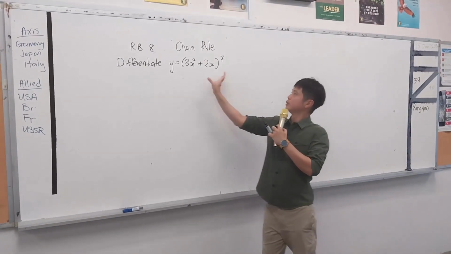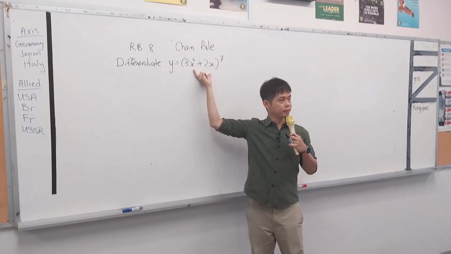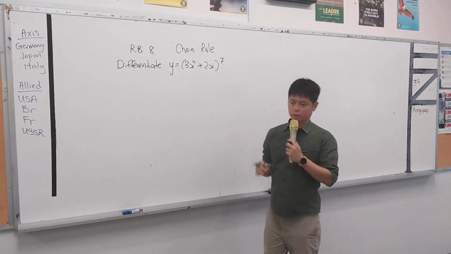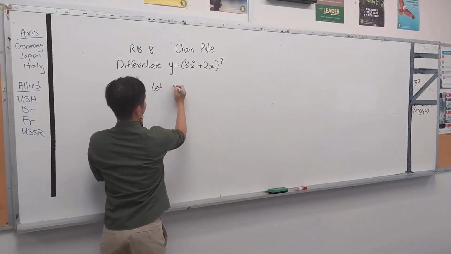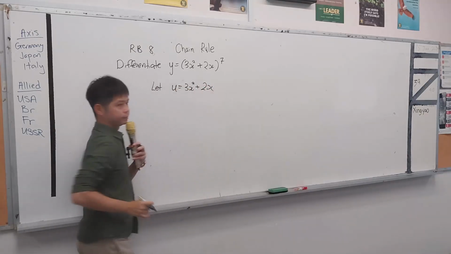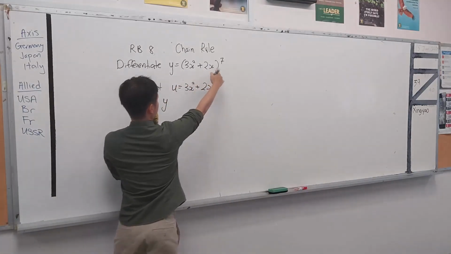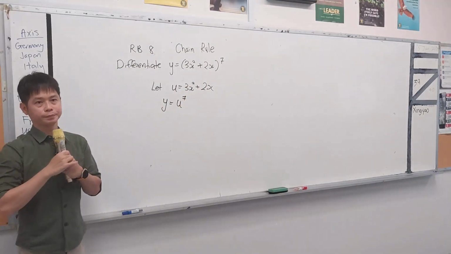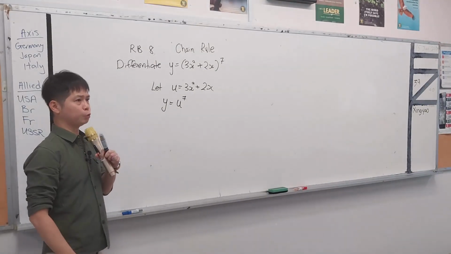So you realize that this function has a bracket to the power 7 and quite a complicated term inside the bracket. In order to help us differentiate this, we can let u equal 3x squared plus 2x. So y is actually equal to u to the power of 7. So far okay? Whereby u is actually 3x squared plus 2x. So we are going to break this down into two parts.